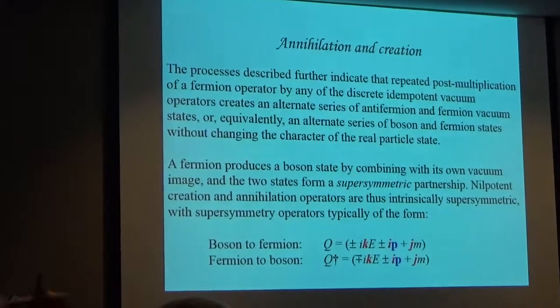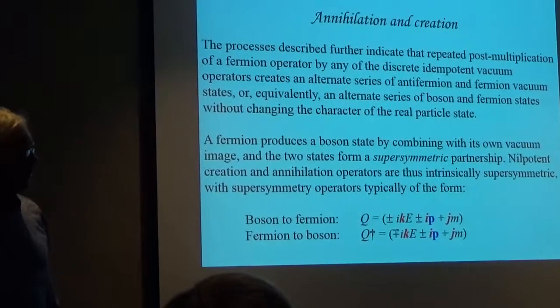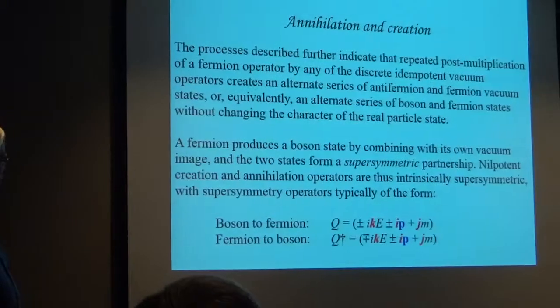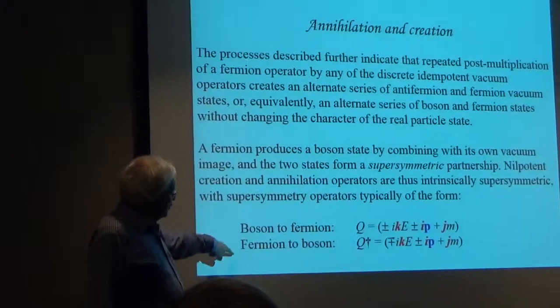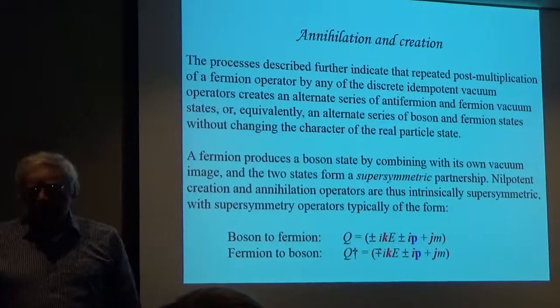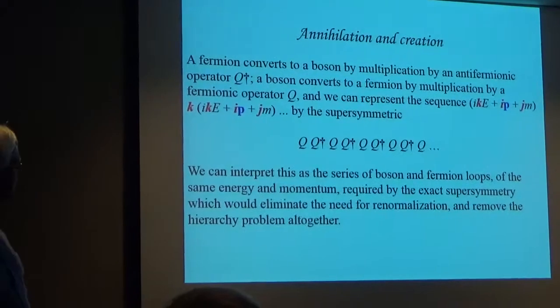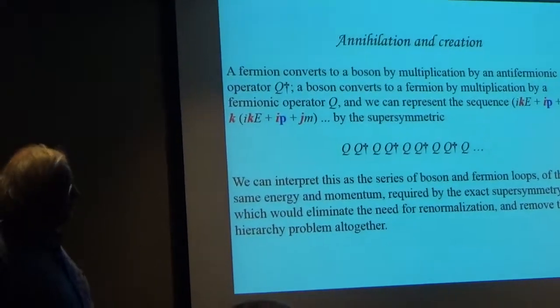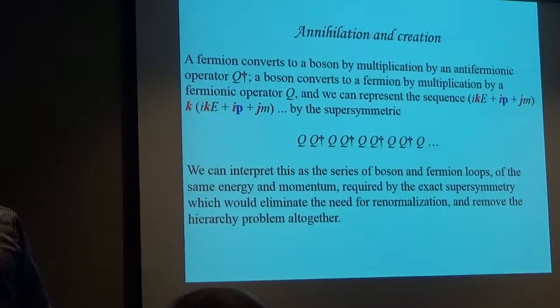So we don't have any mass hierarchy problem at all. We just get rid of the self-energy term. These, of course, are annihilation and creation operators. So boson to fermion, fermion to boson, and you can do those to infinity. Series of boson and fermion loops. Same energy and momentum, perfect cancellation. No problem at all. Dead easy.